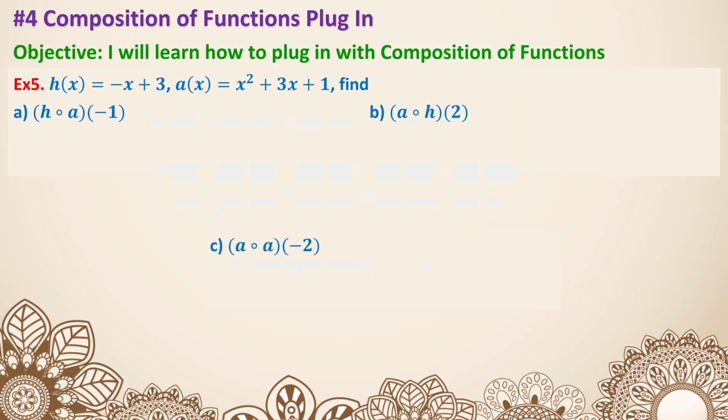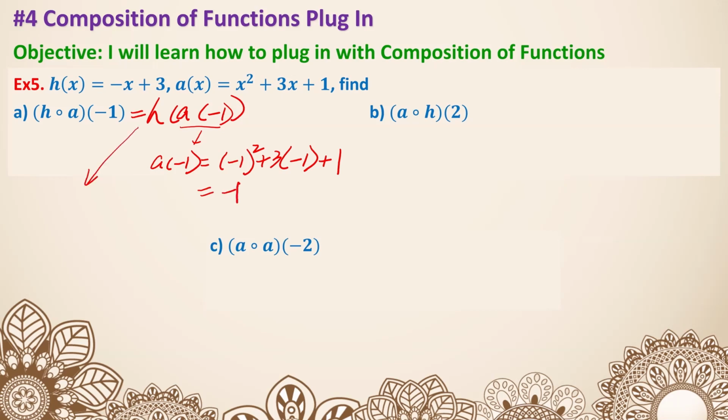Still the same thing. h of a of -1. So this is actually the starter we did. Okay, we're going to find a of -1 first. That is going to be -1 squared plus 3 times -1 plus 1, which is 1 minus 3 plus 1, is a -1. So then that is going to be h of -1. We're looking for the negative sign in the front, and you're just replacing the x with a -1. So don't forget the negative sign in the front. Plus 3, that's going to be a 4.